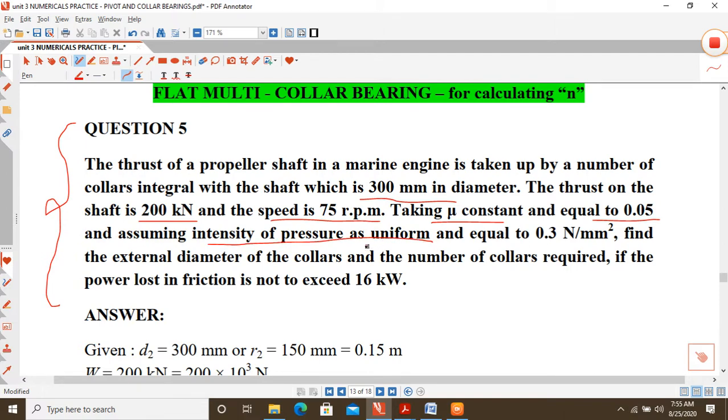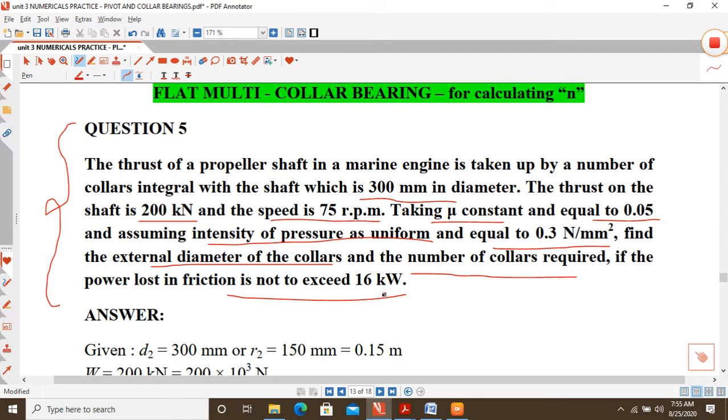So in this particular case we are considering uniform pressure. As we have uniform pressure and uniform wear, two cases, in this particular numerical we will be focusing on the case assuming intensity of pressure as uniform, and it is equal to 0.3 Newton per mm square. Find the external diameter of the collar and the number of collars required if the power lost in friction is not to exceed 16 kilowatt. So power is also given, that is 16 kilowatt.